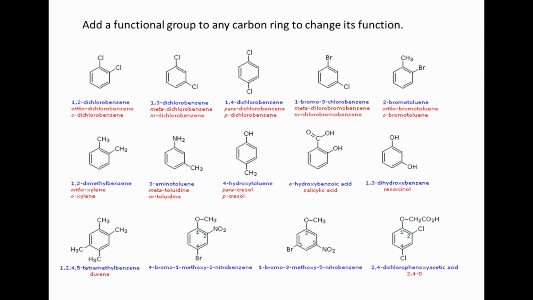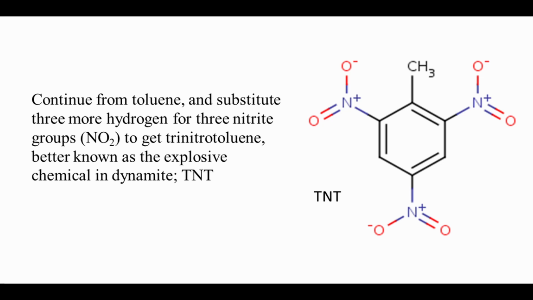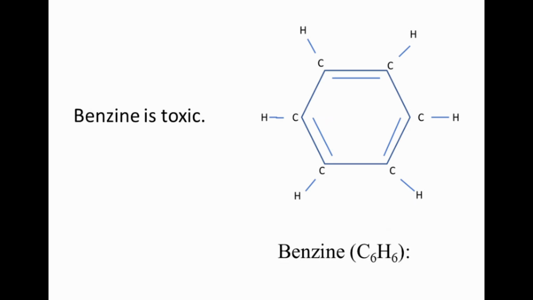When any of these functional groups are substituted into a carbon ring, they dramatically change its properties. For example, start with the carbon ring benzene, C6H6, and substitute 1 hydrogen for a methyl group, CH3, to make the paint thinner toluene. Continue from toluene and substitute 3 more hydrogens for 3 nitro groups, NO2, to get trinitrotoluene, better known as the explosive chemical in dynamite, TNT.